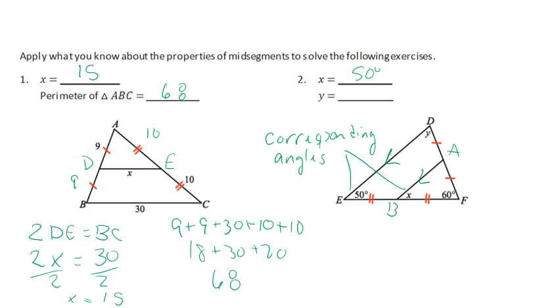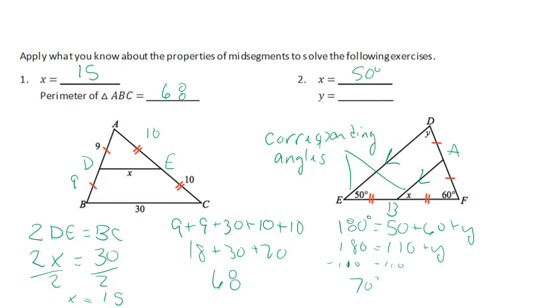If I look at big triangle DEF, that is a triangle. We know that all triangles add up to 180 degrees. So 180 equals 50 plus 60 plus y. And then I just have to solve for y. So 180 equals 110 plus y. Subtract 110 on both sides.